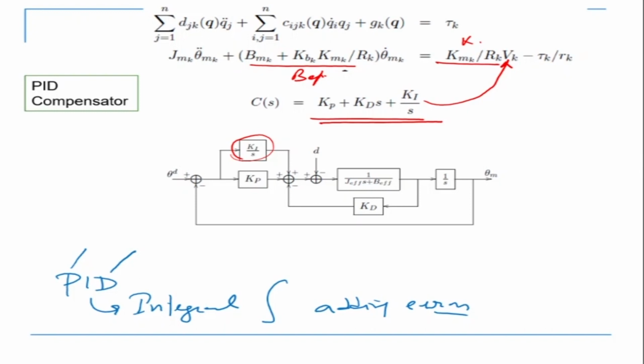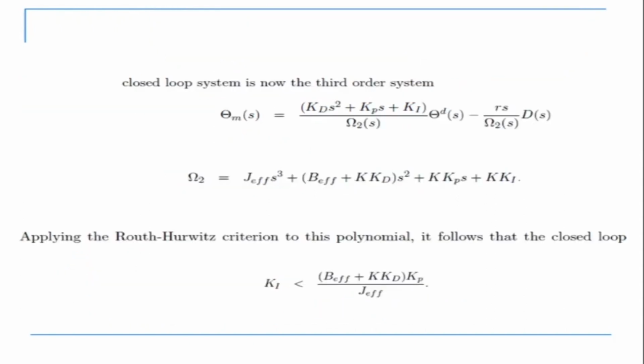Okay, so from this equation, basically what we are seeing is that we can put again the same procedure. We separate the variables. On the right hand side you'll be having theta d(s), and on the left hand side you'll have theta m(s), and omega 2 comes in the denominator. This is my characteristic equation, which is given by this.